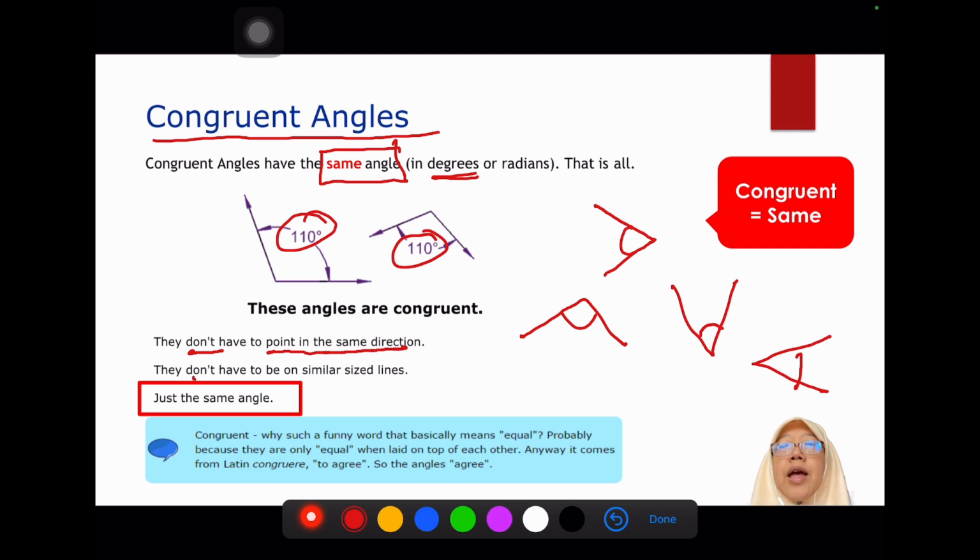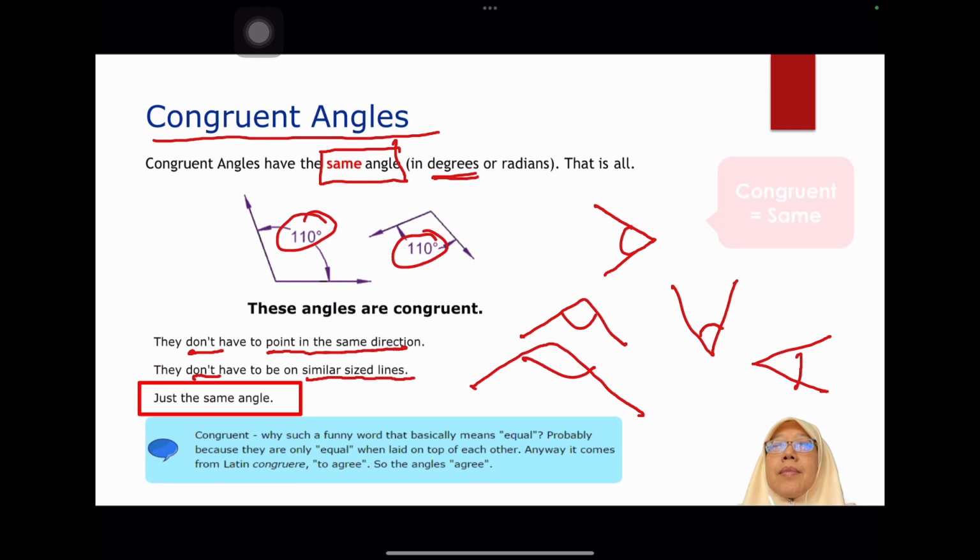They don't have to be on similar sized lines. Some might be big, like this, and some might be small, as long as the angles are the same. So, just the same angles. Remember, the word congruent means same. There you go. Congruent means same.